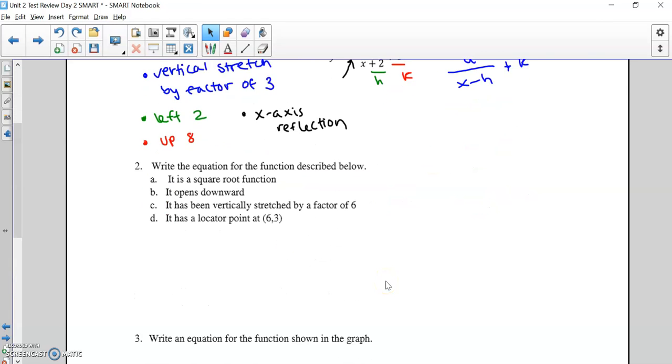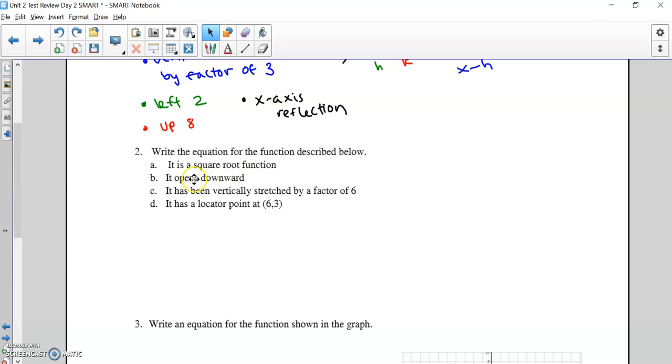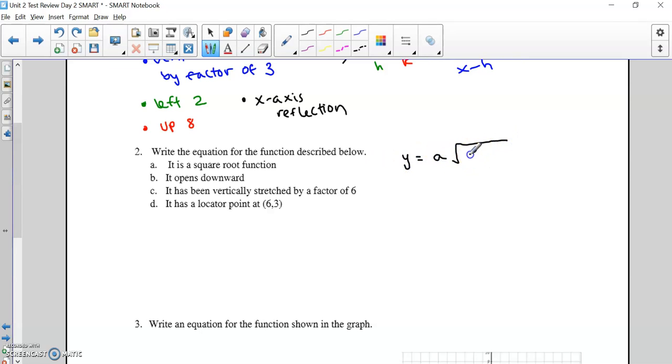All right, number 2, we want to write the equation based on the descriptions that they've given us. So first of all, they've given us a square root function. So let's go ahead and write the general form of the square root function. It's going to be y equals a times the square root. Remember that the general format of these functions just changes based on the parent function for the most part. Okay, so if it opens downward, that tells me that I'm going to have a negative sign in the beginning of my equation. If it's been vertically stretched by a factor of 6, that tells me my a value is 6.